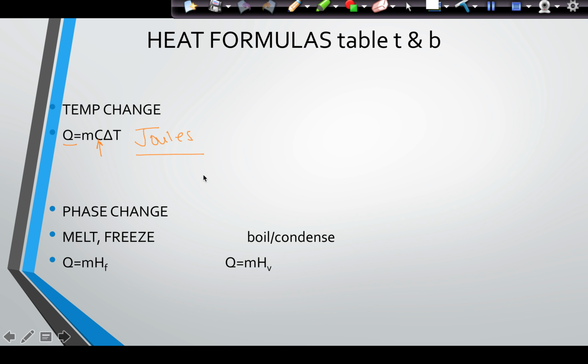in joules. If instead there is a phase change for melting or freezing, you're going to use the formula Q equals mHf. Hf stands for the heat of fusion. Heat of fusion of water, again, is found on table B. And for boiling or condensing, you'd use the formula Q equals mHv. And the Hv value is your heat of vaporization, and that's also found on table B.